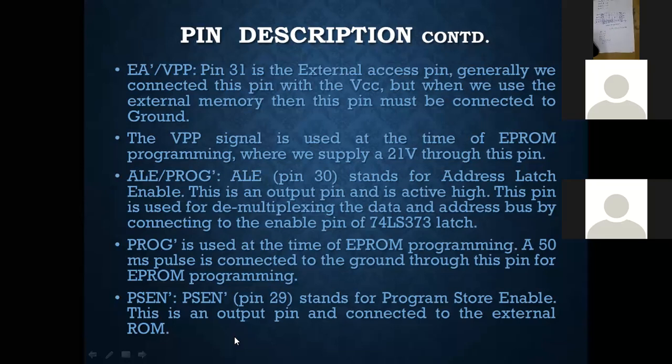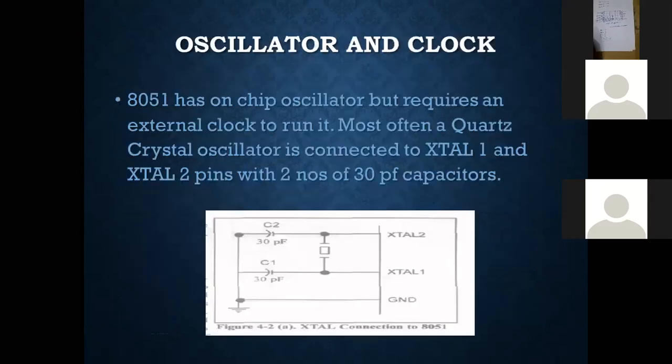And PROG bar is used at the time of EEPROM programming, and a 50 millisecond pulse should be given through the ground during the EEPROM programming. So during the EEPROM programming, this PROG bar and VPP, these two pins are very important. And pin number 29 stands for program store enable, and this is an output pin connected to the external ROM. We'll come to the function of this.